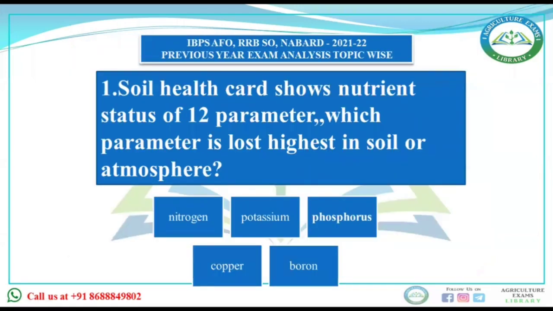See, soil health card shows nutrient status of 12 parameters. Which parameter is lost highest in soil or atmosphere? Nitrogen, potassium, phosphorus, copper, boron. Okay, you know the 12 parameters. I told you the names of all 12 parameters. Then out of that, 5 are given here: nitrogen, phosphorus, potassium, copper, and boron. Of course, you know the answer. It's nitrogen, because nitrogen is lost by leaching also, volatilization also, denitrification also. Okay, then what will be the answer? Nitrogen. This question is not related to soil health card, but it is just to confuse you. The language of this question has been framed that way.